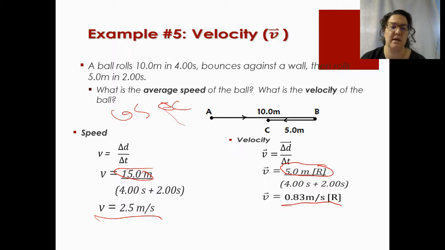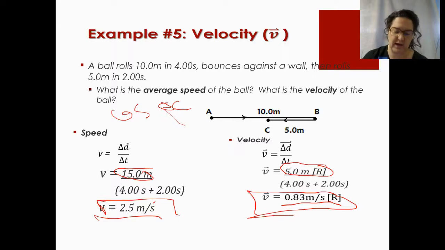Now, this one might be more accurate for our vision of what we saw happen, but in physics, this is our most accurate answer of the average velocity of the ball. So that's our introduction to scalar and vector quantities and speed and velocity calculations.